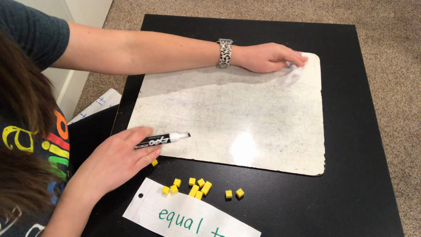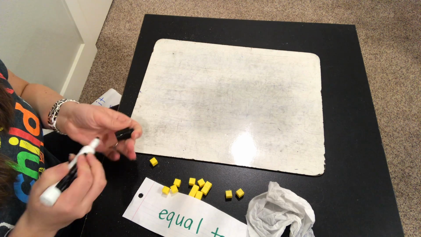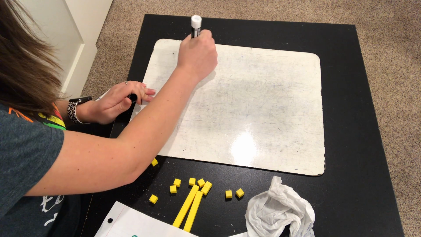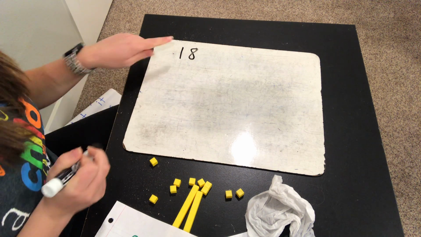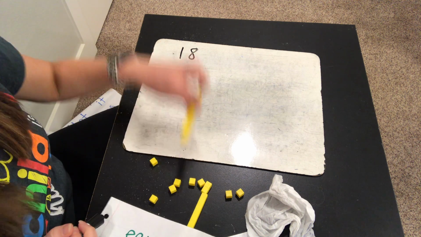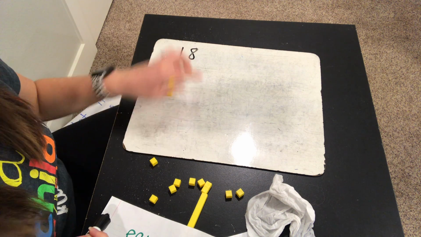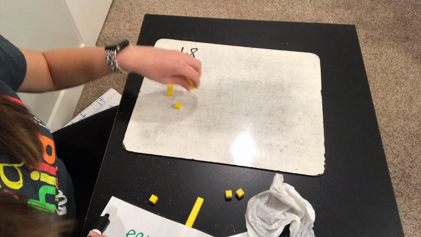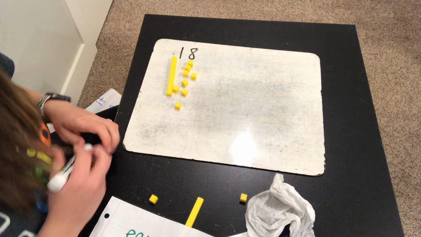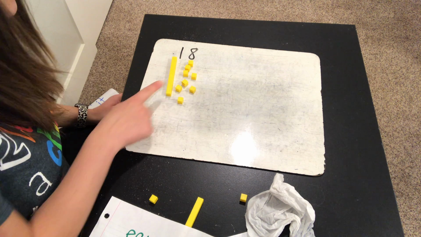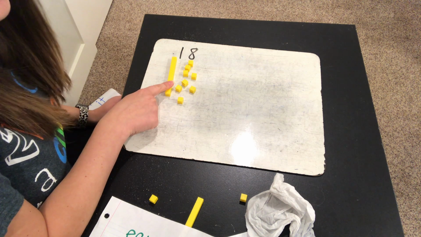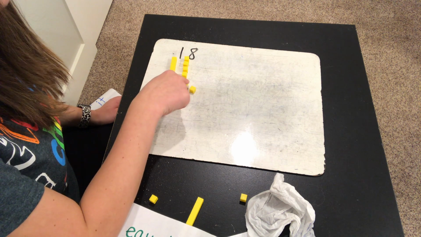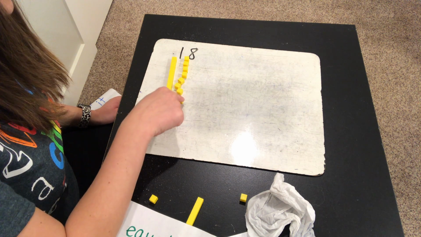On the left, let's build 18. So 18, here's how we write 18. 18 is going to have 1 ten, so 10 and 8 ones. 1, 2, 3, 4, 5, 6, 7, 8. Let's count this number and make sure it's 18. 10, 11, 12, 13, 14, 15, 16, 17, 18.